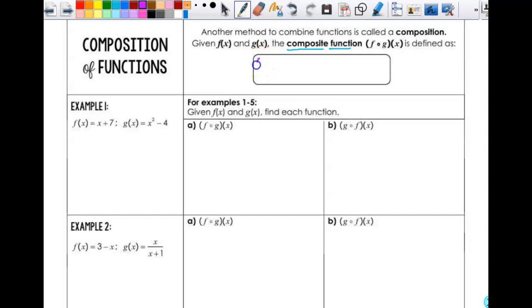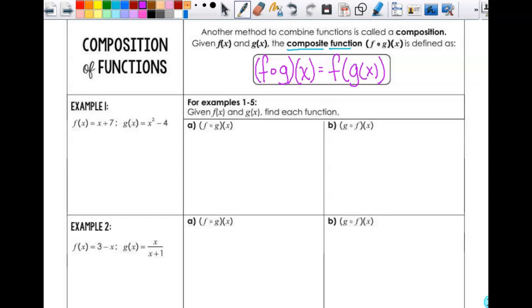And it's written like this. There's two different ways. F, and then that's a little tiny open circle. It's not an O, and it's not a dot. It's like a little tiny open circle. Reads f of g of x, and that's the same thing as f of g of x. I prefer the second way. I think it's much more obvious which one goes inside of the other that way.